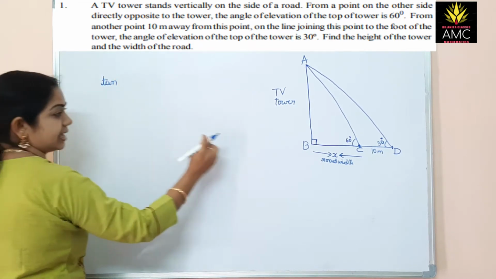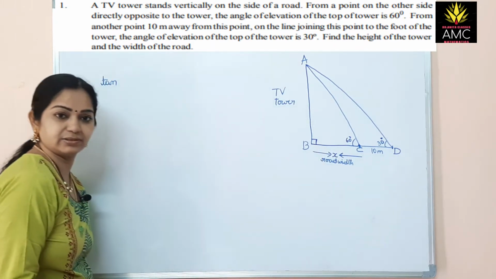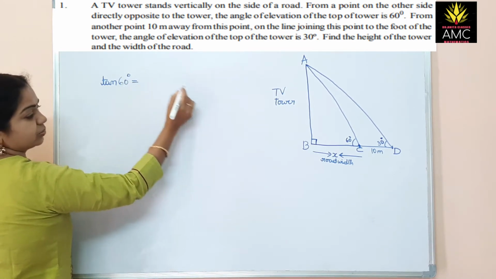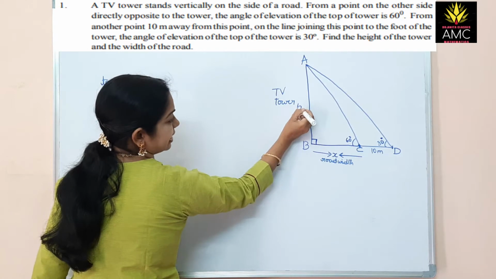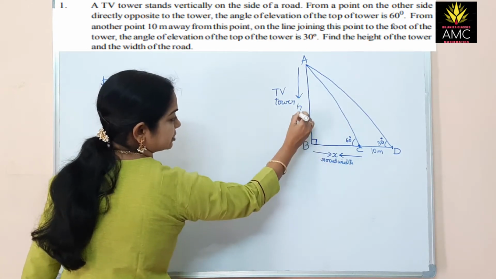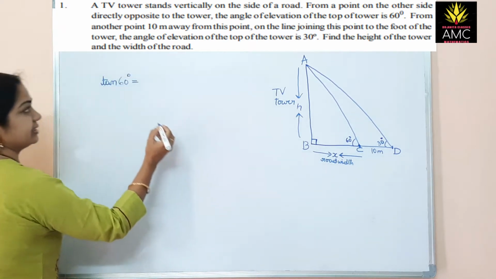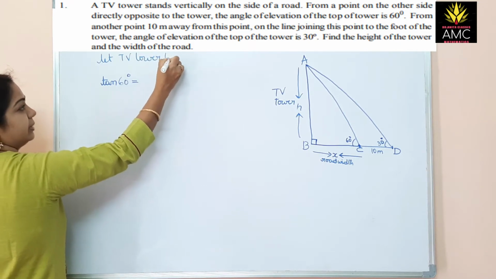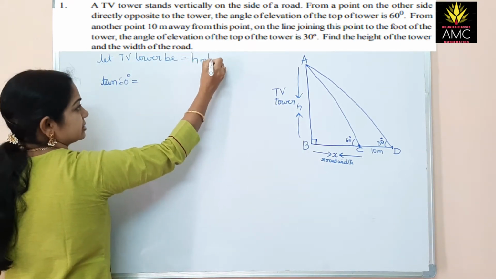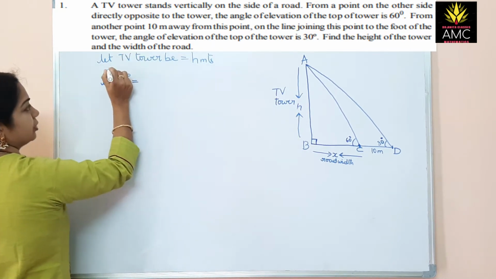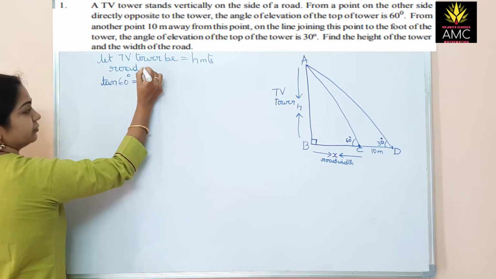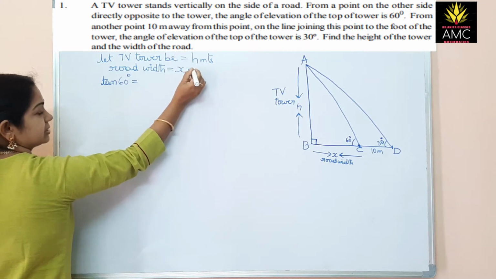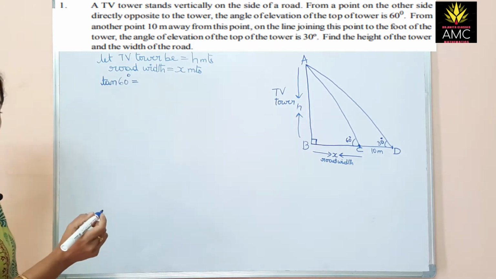So, let me start here. Tan. Why am I taking tan? Because opposite and adjacent. So, tan 60 degrees is equal to... the TV tower here, let me suppose it as H. Since I have supposed the road width as x, let the TV tower be H meters, and the road width, or width of the road, equal to x meters. So tan 60 is opposite by adjacent.